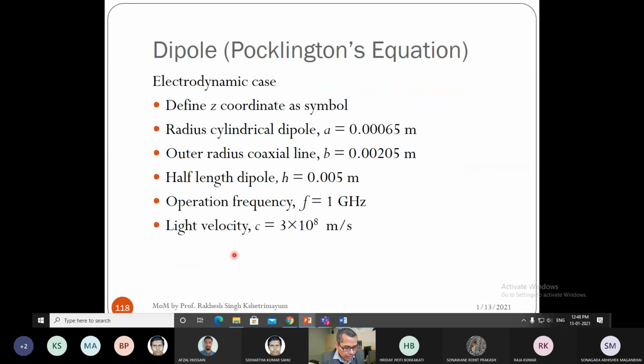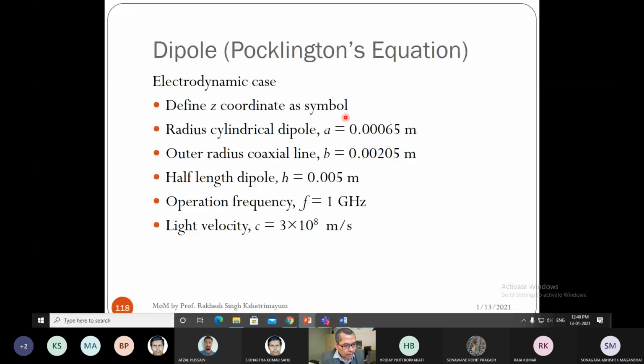So now how do you write this program? I will tell you step by step. The first thing you need to do is define the Z coordinate as a symbolic variable. If you define a variable as a symbol, you can do integration, because here we have integration. That's why I have defined Z as a symbolic variable.